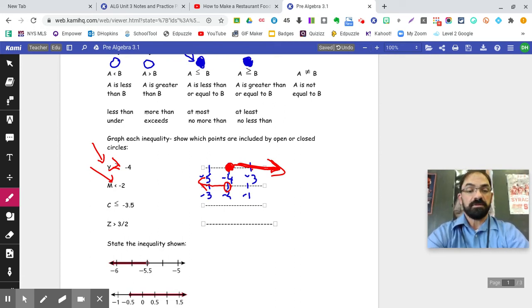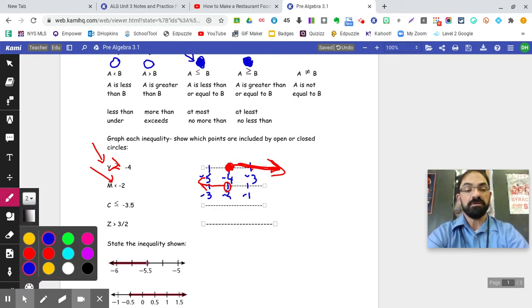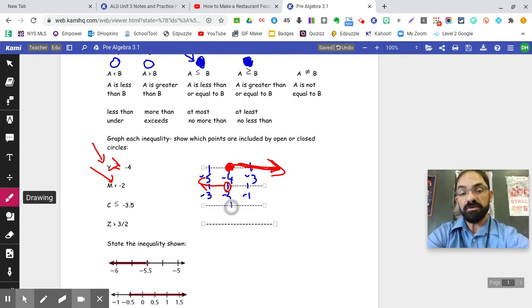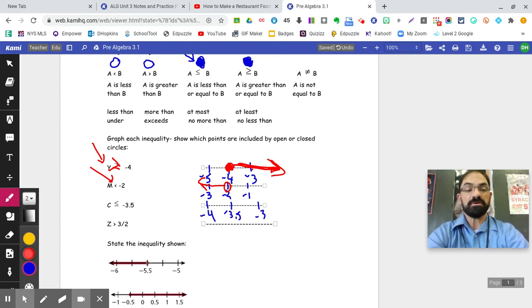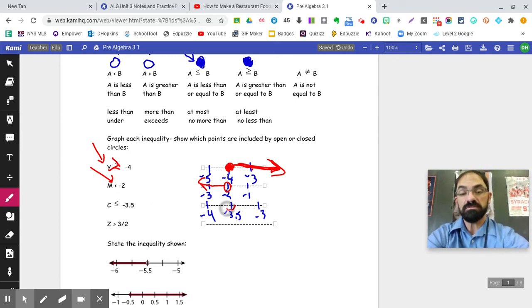The next one, C is less than or equal to negative 3.5. Negative 3.5 goes in the middle of our number line, and then a number on each side of it. Negative 3 is over here, and negative 4 is over here. Open or closed circle? Since there's a chance it's equal to, there's a line under that. It is closed. And I'm shading to the left.